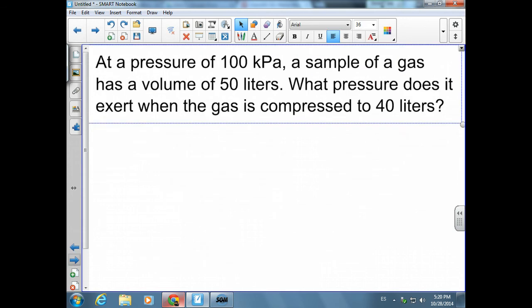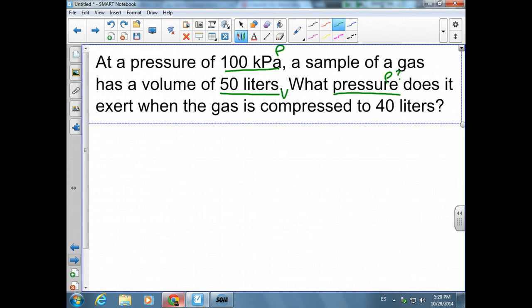Okay, let's try problem number 2. It says at a pressure of 100 kPa, a sample of a gas has a volume of 50 liters. So here's my P, and then here's my V. And then it says what pressure, so the P is what I'm looking for, does it exert when the gas is compressed? Here's my second V. It's going to go down. So again, pressure and volume are inversely related.